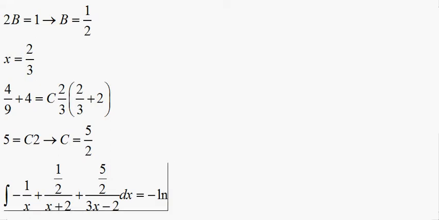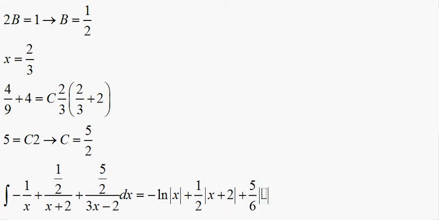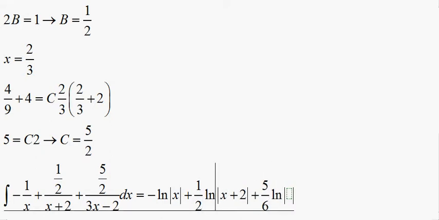So this is natural log of x plus 1/2 natural log of x plus 2, and then plus 5/6 natural log of, oops, forgot the natural log in the second one. There we go. Of 3x minus 2.